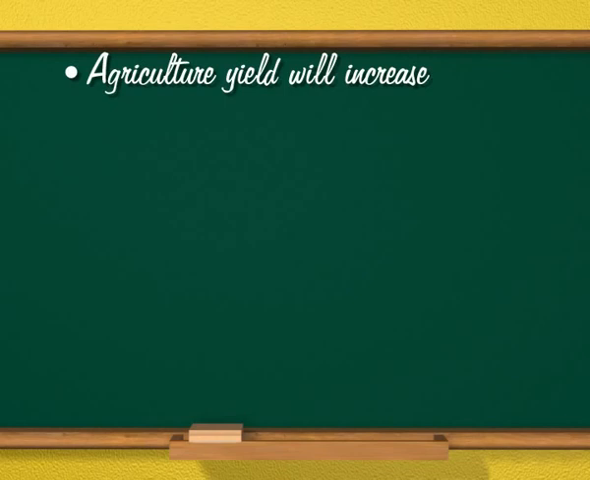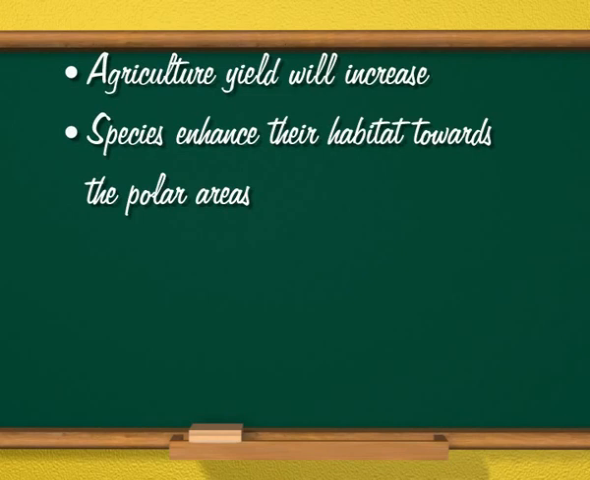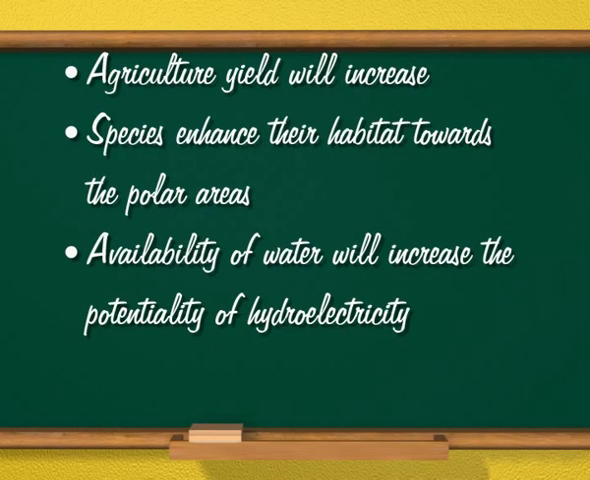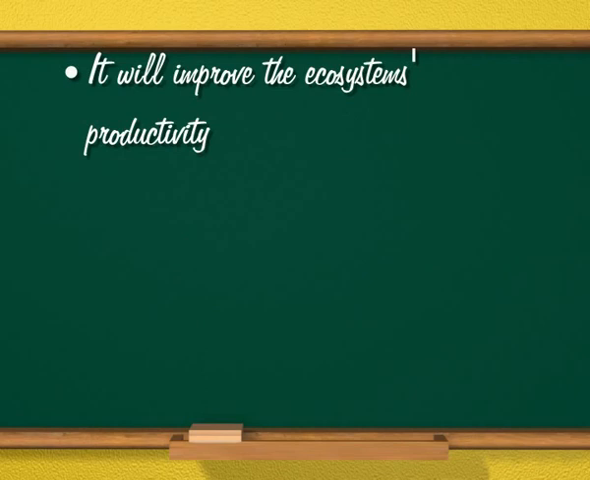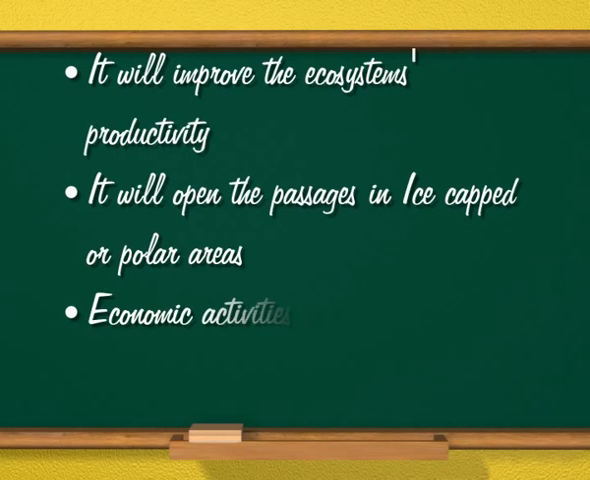And forests can grow in polar and cold desert areas because of the availability of rainfall in polar regions. Let us recapitulate the positive effects. Agricultural yield will increase. Species enhance their habitat towards the polar areas. Availability of water will increase the potential of hydroelectricity. It will improve the ecosystem's productivity. It will open the passages in ice-capped or polar areas. Economic activities will increase in polar regions. I hope now you're clear about the positive impact of global warming.